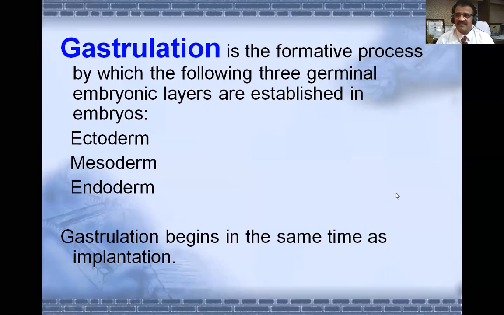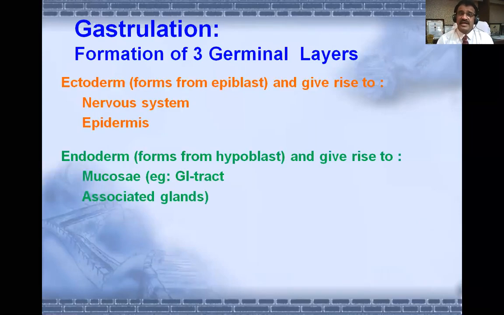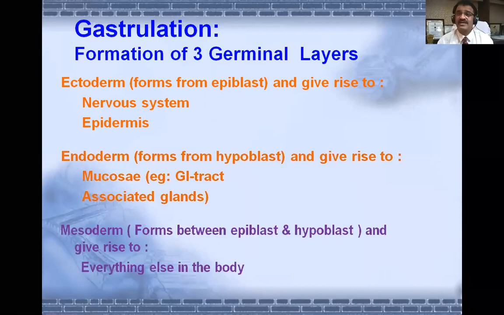There is not much time for that. The process has to be completed, all within the span of 9 months of gestation. So formation of the three germinal layers means gastrulation. Ectoderm forms from epiblast and gives rise to the nervous system and epidermis. So the nervous system and epidermis are derivatives of ectoderm. Endoderm forms from hypoblast and gives rise to the mucosae of the gastrointestinal tract and the associated glands. These are the major derivatives. We will come to the details of derivatives in the follow-through program today itself.